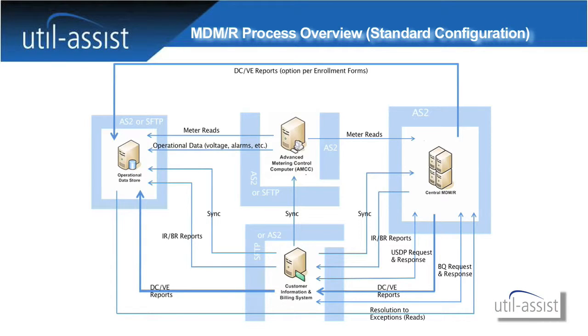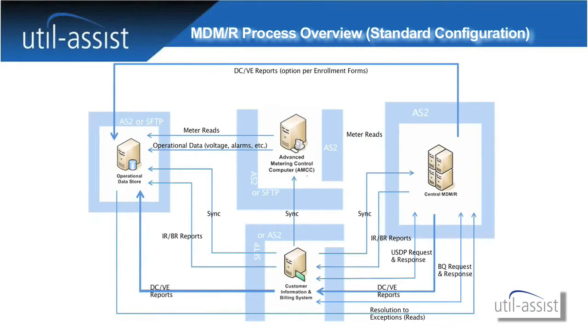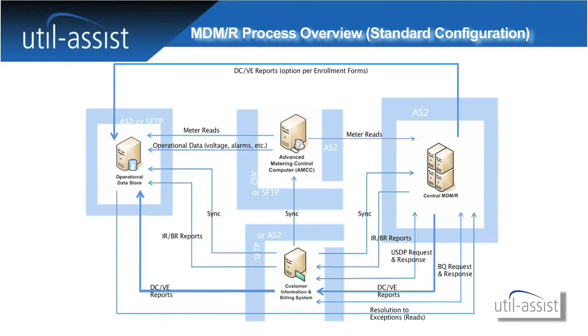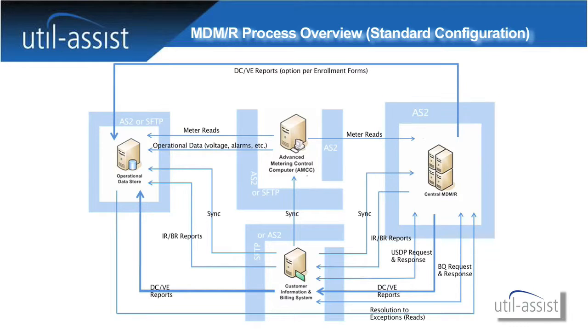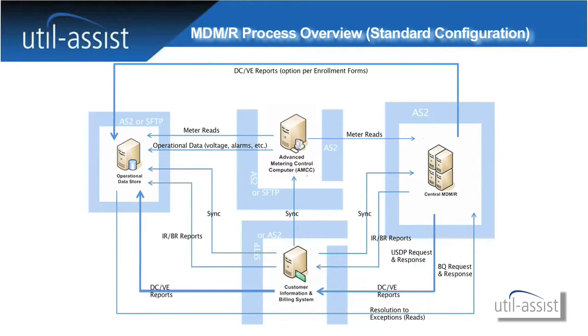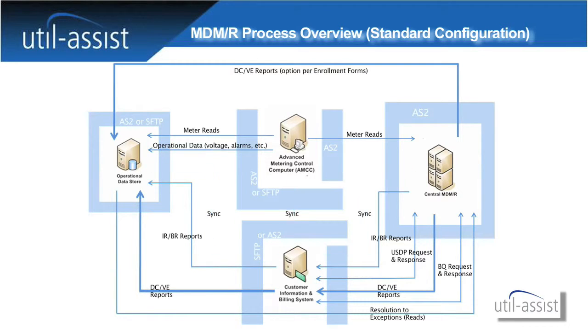This diagram shows the configuration employed by the majority of utilities in Ontario. The Advanced Meter and Control Computer, or AMCC, submits daily meter reads to both the MDMR and the Operational Data Store, or ODS. The Customer Information and Billing System, or CIS, submits USDP and billing requests to the MDMR and receives responses. The CIS keeps all systems synchronized through regular transmissions of sync files.